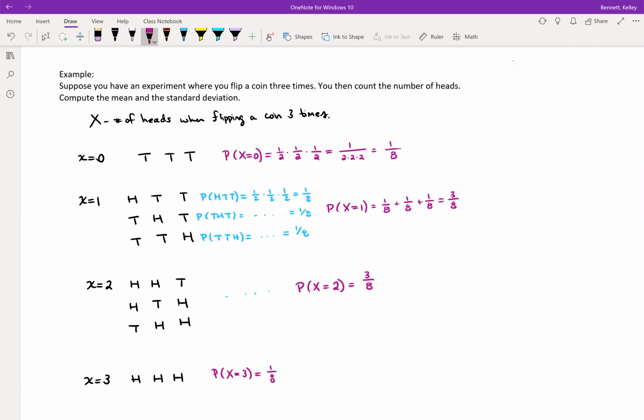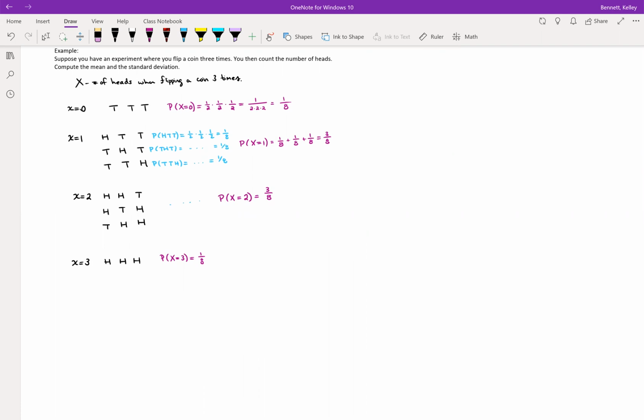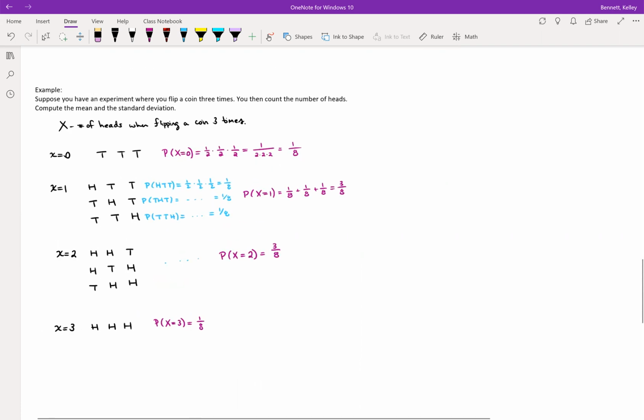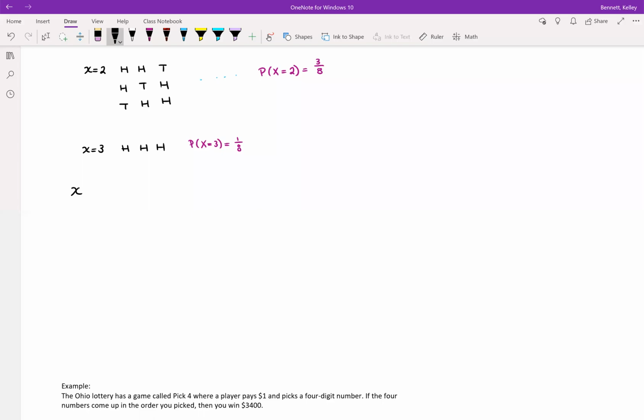So now that I have this, I'm going to go ahead and construct my probability distribution. I guess I'll put it here. So we have x, and we said that could be 0, 1, 2, or 3. And then we had the probability of x, which was 1/8, 3/8, 3/8, and 1/8. So notice if we add those up, we get 8/8, which is 1. So that's good there.